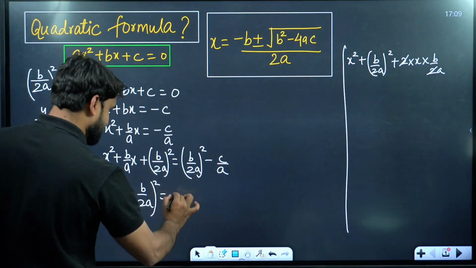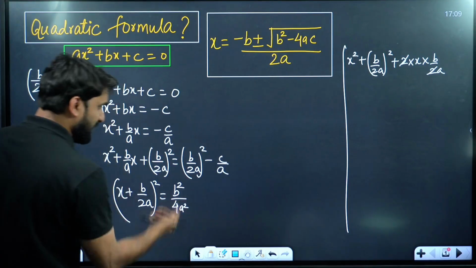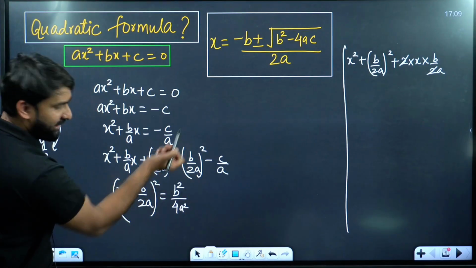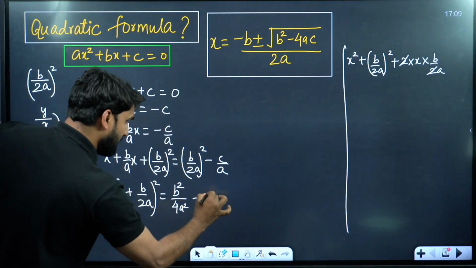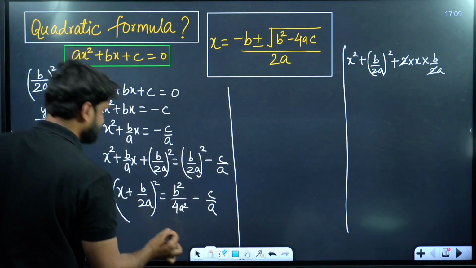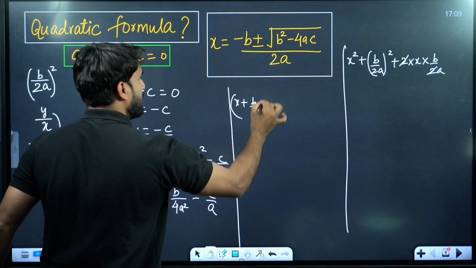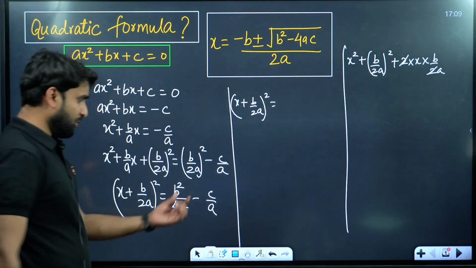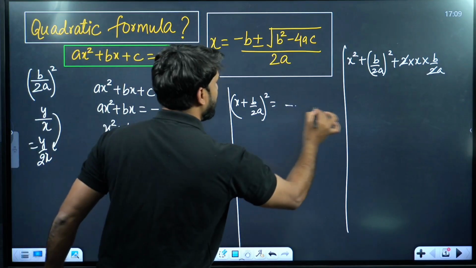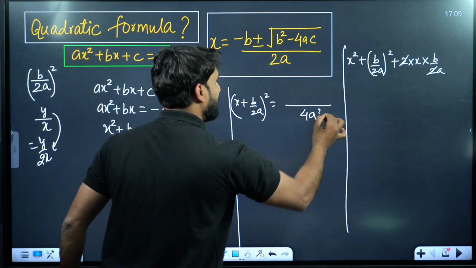Now solve this. This will become b square divided by 4a square, because a square, both numerator and denominator go under square, minus c by a. Right, champions? So this is (x plus b by 2a) whole square, and this is equal to, we can take the LCM here. The LCM of 4a square will be 4a square.